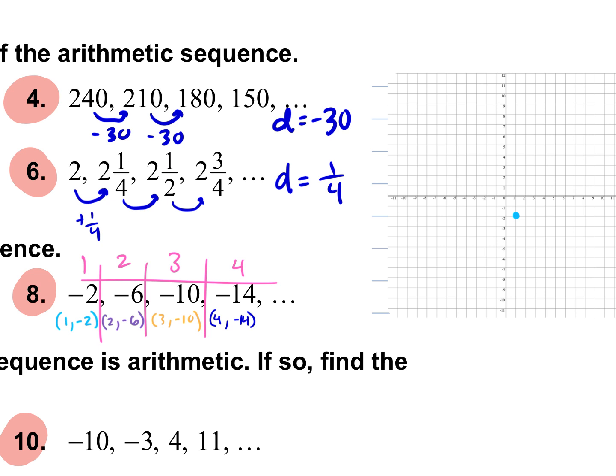For my second point, I would go to the right 2 and down 6. Third point, we go to the right 3 and down 10. The fourth point, we go to the right 4 and down 14.